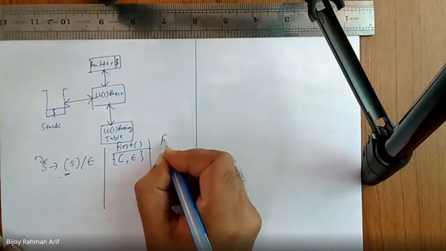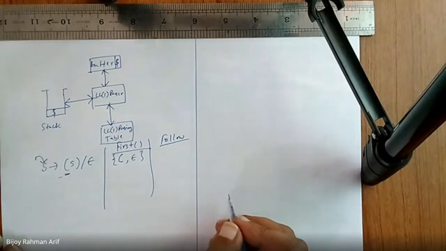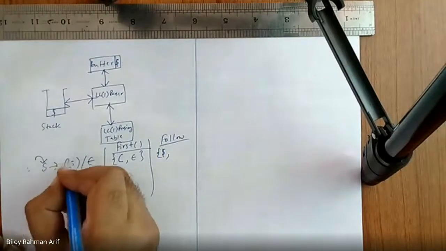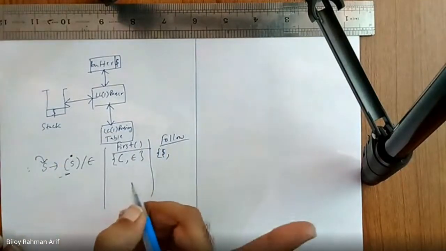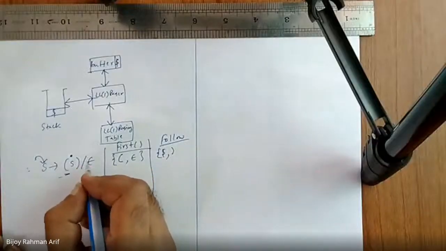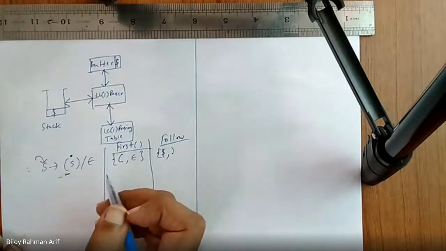Done. What would be the follow of S? It is the start symbol, so using the rule, it gets dollar, and S also appears here on the right hand side. So what would be the follow? Close parenthesis, and anything else? Dollar. Okay.